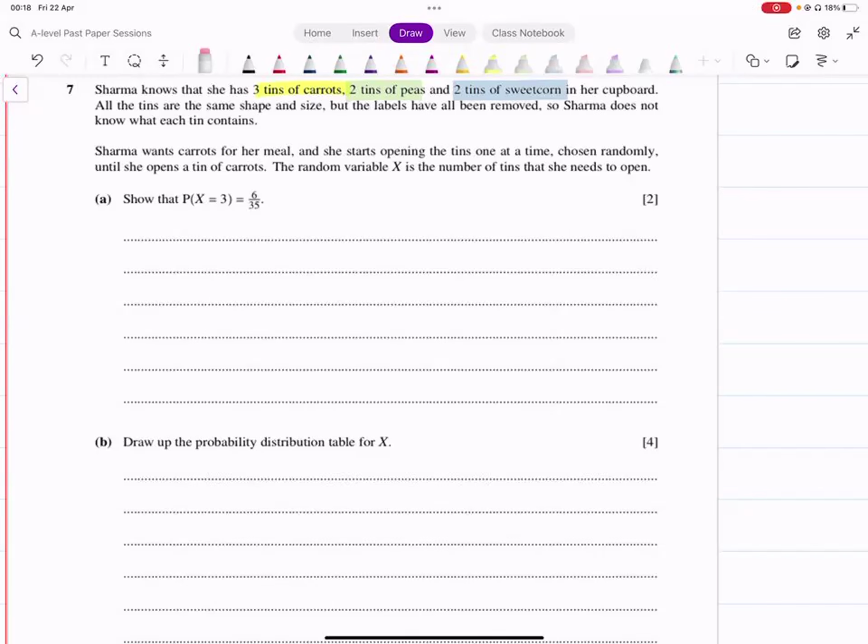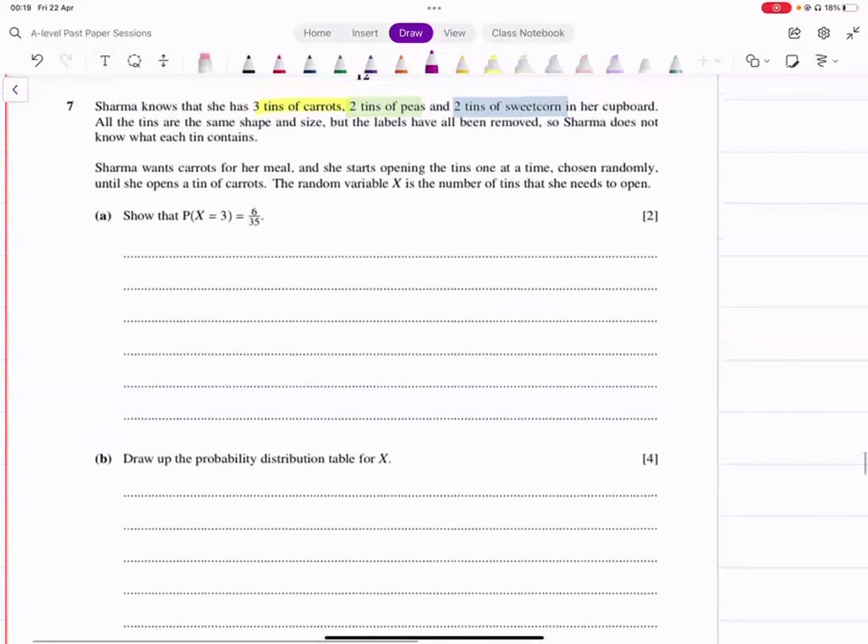Now what distribution does it look like? Any guesses? At the start, maybe you feel it's very similar to that actually. You're looking for the first success, aren't you? You're repeating something again and again, and you're looking for when your first success comes. When do you get the first success? What is success here? Opening a tin of carrot. That's the success. That's what you're looking for, right?